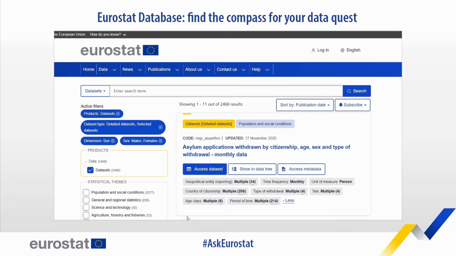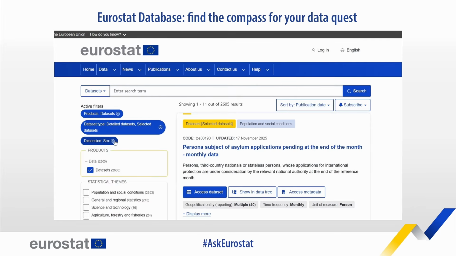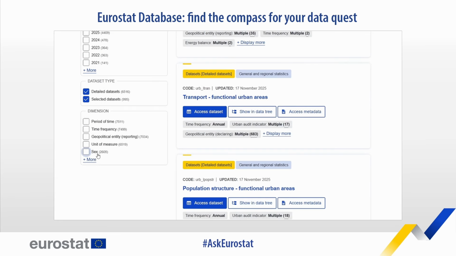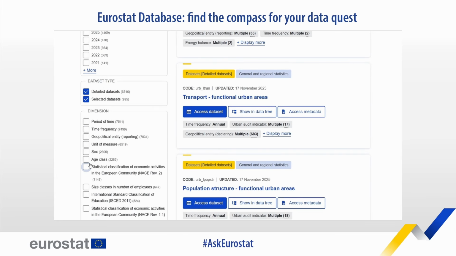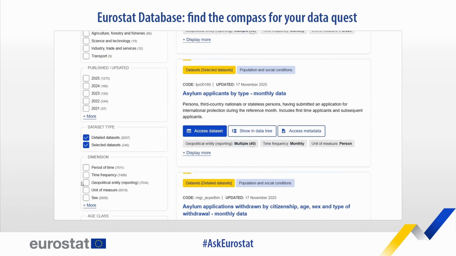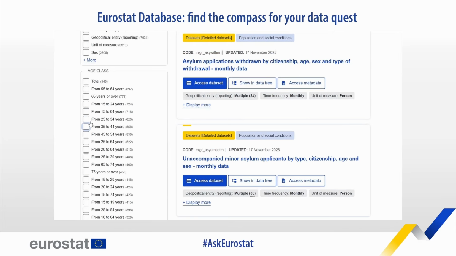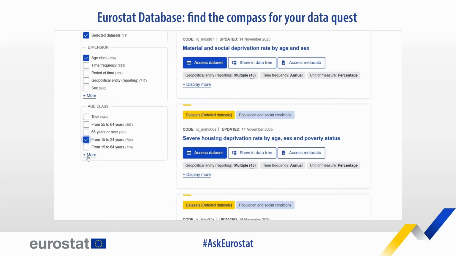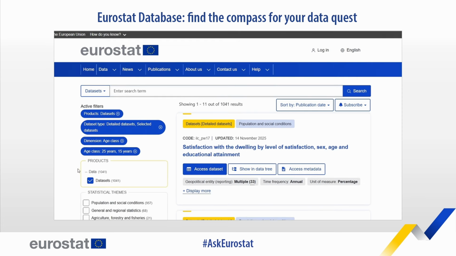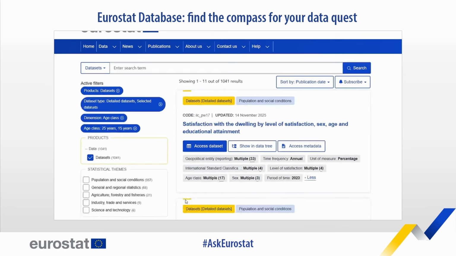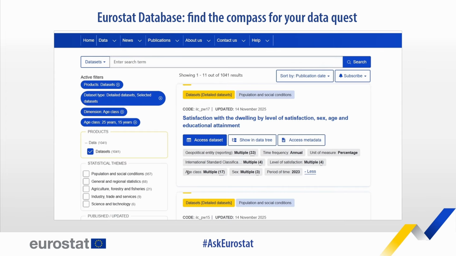Another example. If your study focuses on youth unemployment in Europe, you can use the age filter. This restricts the results to datasets that contain age group variables. And we can even find all datasets containing the age class we want. As you will see, even if it is not specified in the title of the dataset, we can verify that this dimension is available by checking the gray labels in each result.